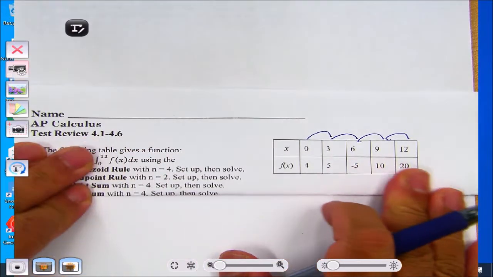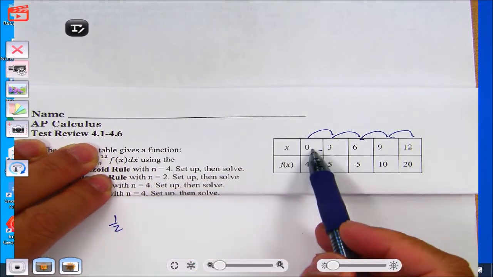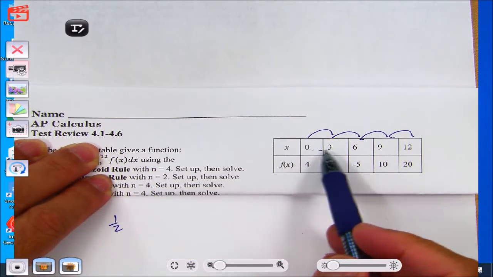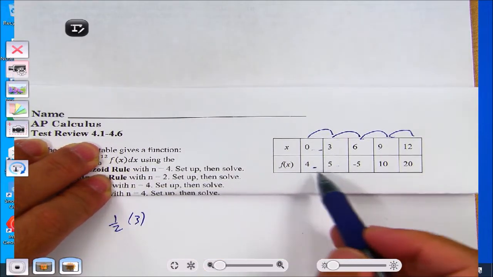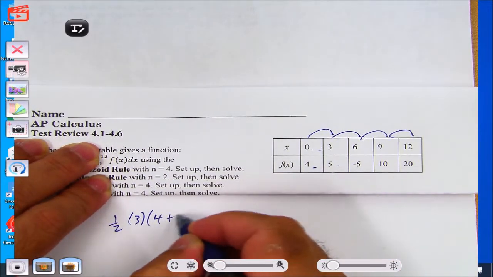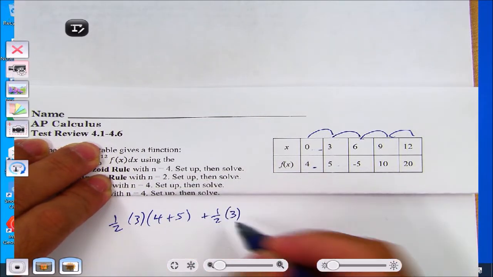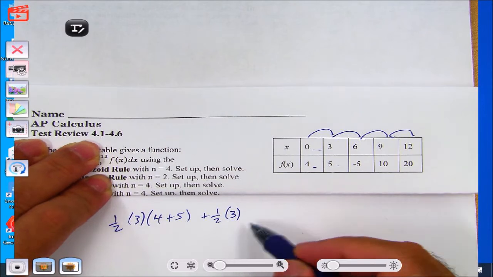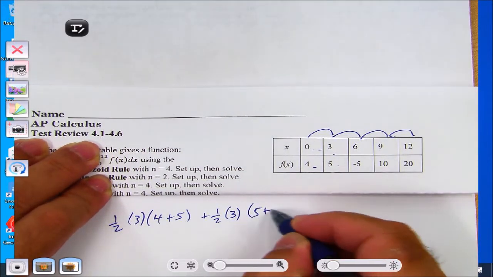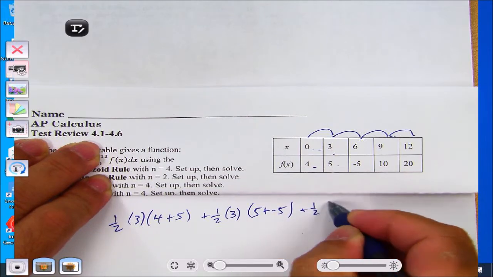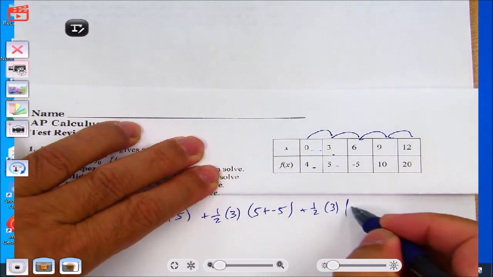Alright, so Trapezoid Rule. So that's going to be 1/2. The height is going to be the distance between the x values, so that's 3. And then sum of the two subintervals. So 4 plus 5. That's the first trapezoid. The second trapezoid has the same 1/2 and the 3 because it's uniform width. So 5 plus -5. Very good. This is 0, right? Negative.